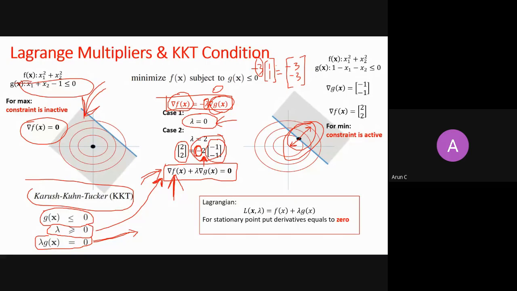Yes or no for this point? Did you understand this third complementary slackness condition? Very nice. All of you understood, please write yes, so that I can understand that this is very nice. Good.